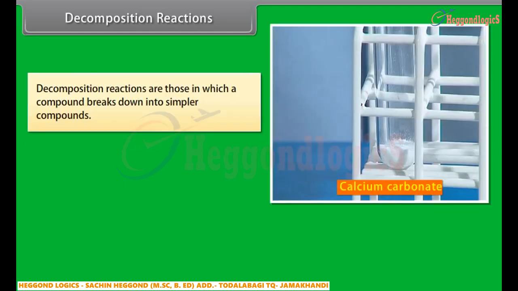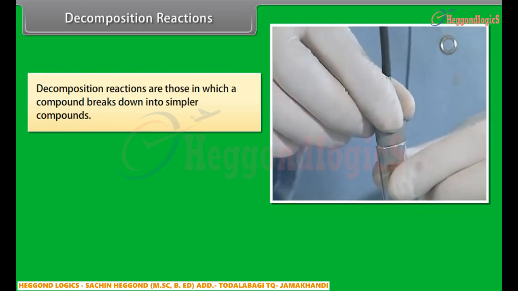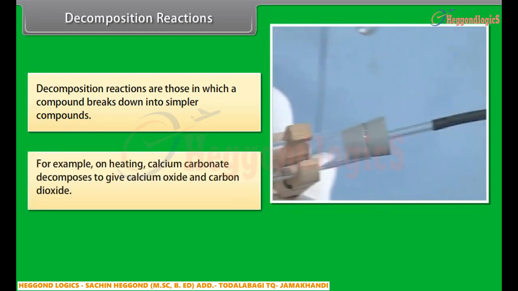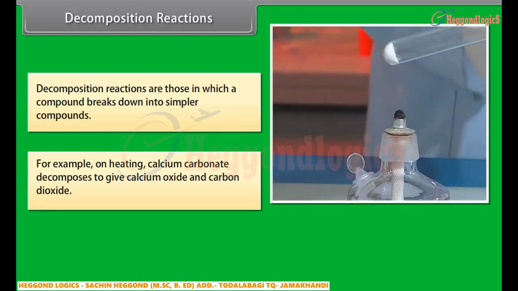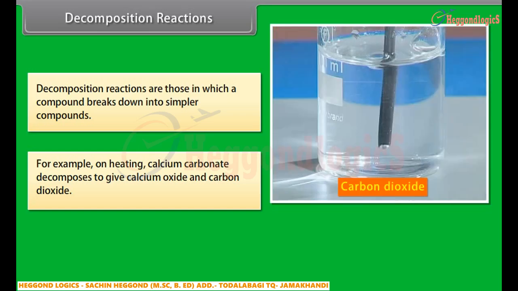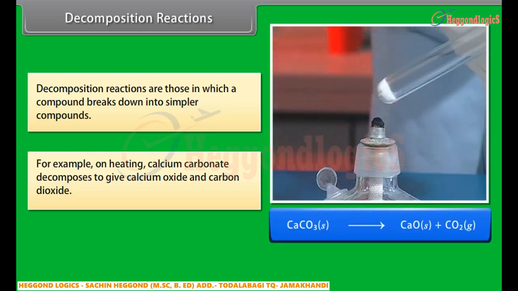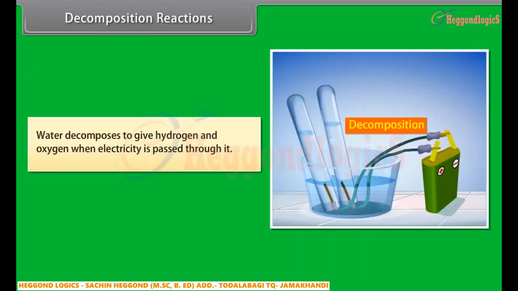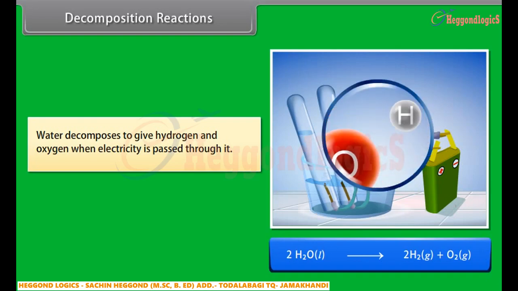Decomposition reactions are those in which a compound breaks down into simpler compounds. For example, on heating, calcium carbonate decomposes to give calcium oxide and carbon dioxide. CaCO3 gives CaO plus CO2. Water decomposes to give hydrogen and oxygen when electricity is passed through it.